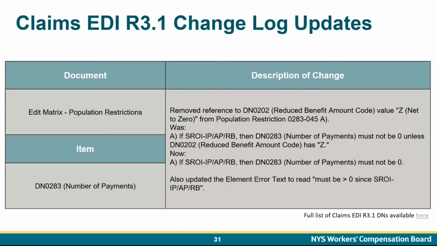DN 283, number of payments. It's another instance of removing the references from net to zero from 283.045A, as shown in this slide, and the element error text for that was also updated to read must be greater than zero since SHROI IP AP RB.